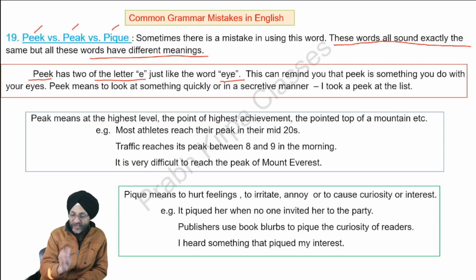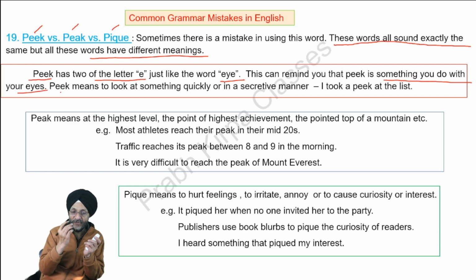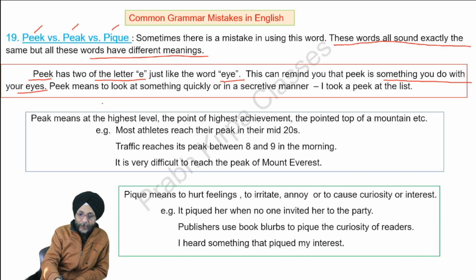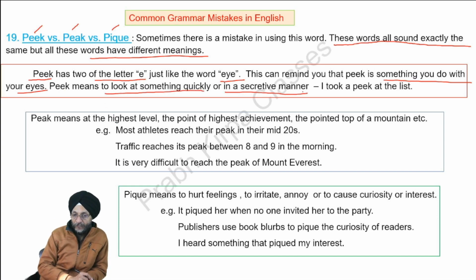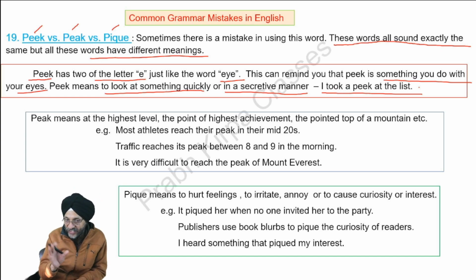In case of eye, there are also two E's. This can remind you that peek is something you do with your eyes. That is, this word has some relation with your eyes. Peek means to look at something quickly or in a secretive manner. For example, I took a peek at the list. That is, I went through the list very quickly or in a secretive manner.